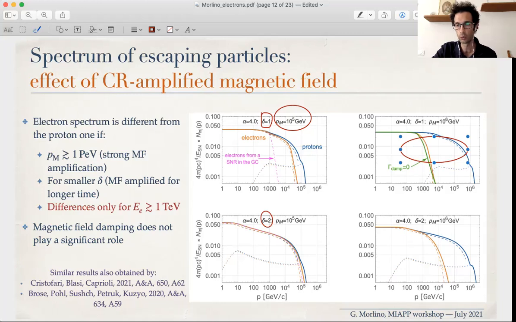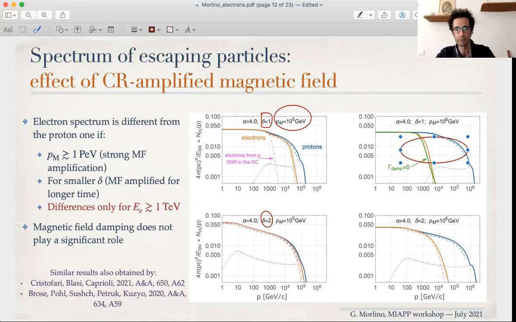Now, what we can conclude from these plots is that, changing parameters in a reasonable range of values, the difference between electrons and protons can extend at most down to 1 TeV. For energies smaller than 1 TeV, it is very difficult to produce different spectra. One has to assume unreasonably large levels of magnetic field amplification. Those results have also been obtained with different techniques by two other papers, one by Cristofari and collaborators, the other by Brose and collaborators.